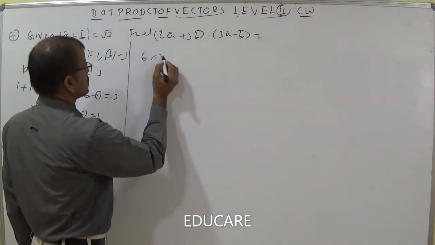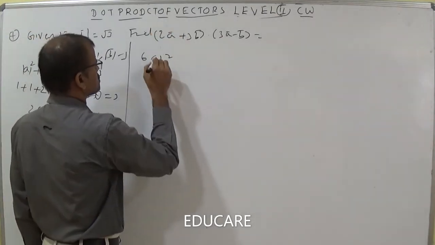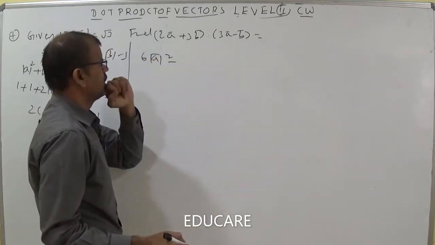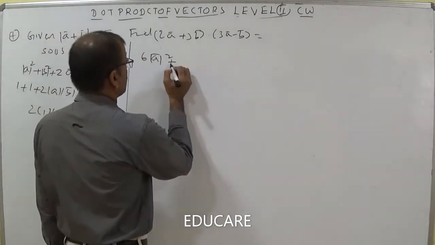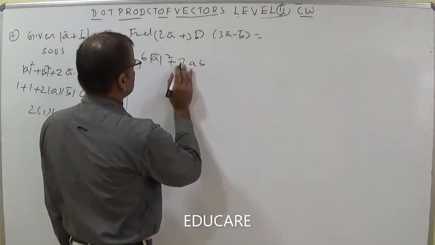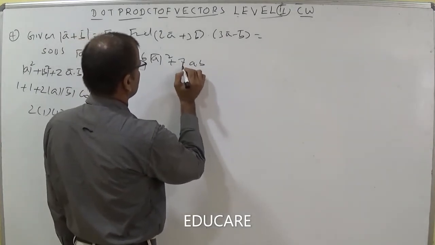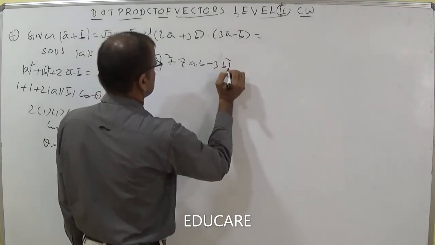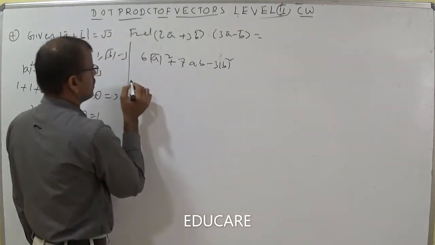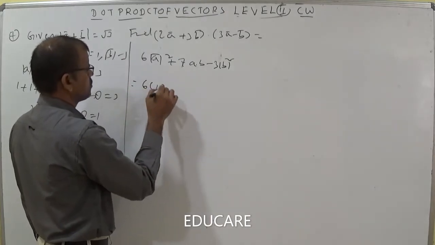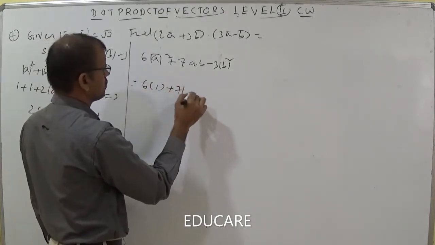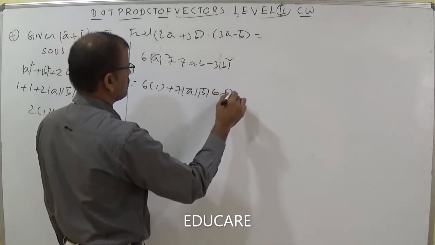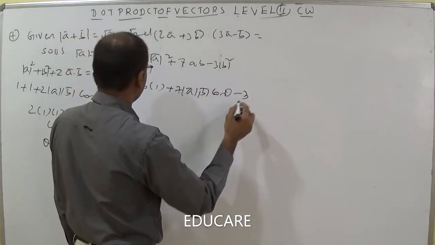2 into 3, 6. A into A, mod A square. You should write minus 2AB plus 3 3s are 9AB. 9AB minus 2AB, you can write 7 A bar dot B bar here. 7 minus 3 only, minus 3B square. That is equal to 6 into 1 here, plus 7 into this one you expand as mod A into mod B into cos theta, minus 3.